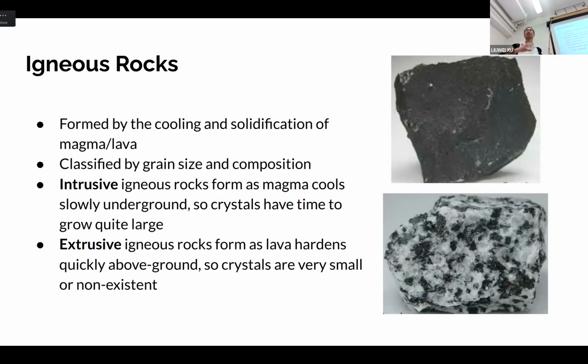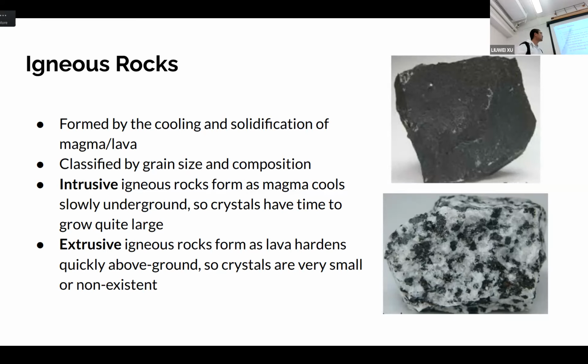Because the underground temperature is very high, the cooling rate of the magma is very slow. So it cools down very slowly, and the crystals have time to grow to very large size. One example of intrusive rock is this picture. You can see the crystals. The crystal size is very large in this rock.